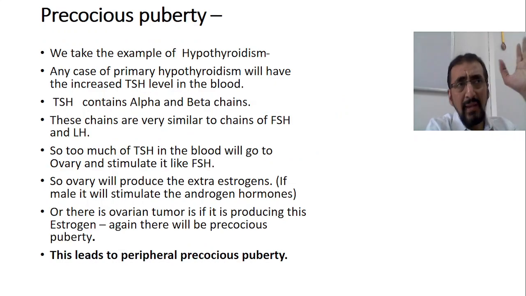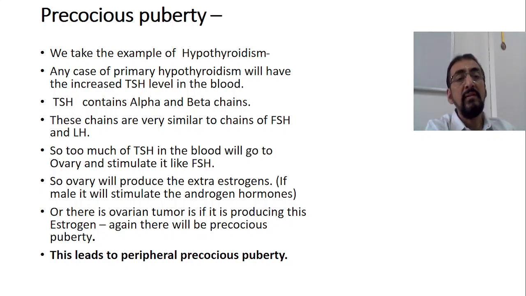Now, talking in detail about precocious puberty, this is very important. Now we take the example of hypothyroidism. Hypothyroidism is one of the most common causes of precocious puberty, especially in females. Any case of primary hypothyroidism will have an increased TSH level in the blood. What actually happens, you have to identify. Any case of primary hypothyroidism जब भी होता है तो TSH का level बढ़ा हुआ है.